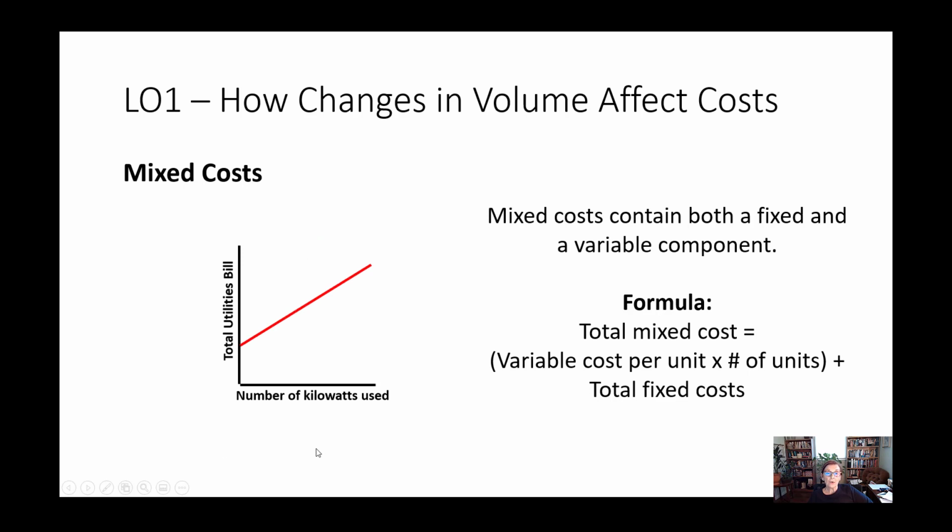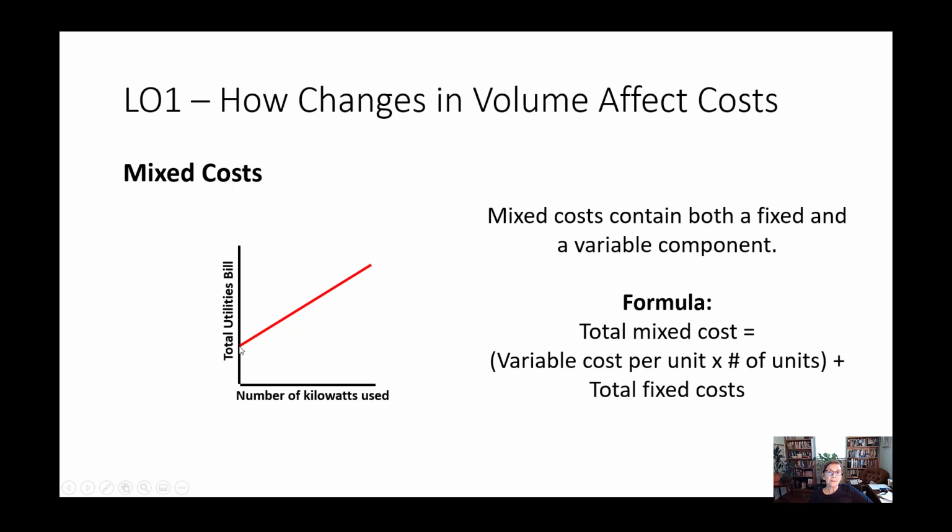So then there's a thing called mixed costs, and mixed is both variable and fixed. So a mixed cost has a formula that looks like this. It's your variable cost per unit times the number of units plus your total fixed costs. So a very good example would be an electricity bill. So if you pay an electric bill, or if you don't, ask the person in your house that does.